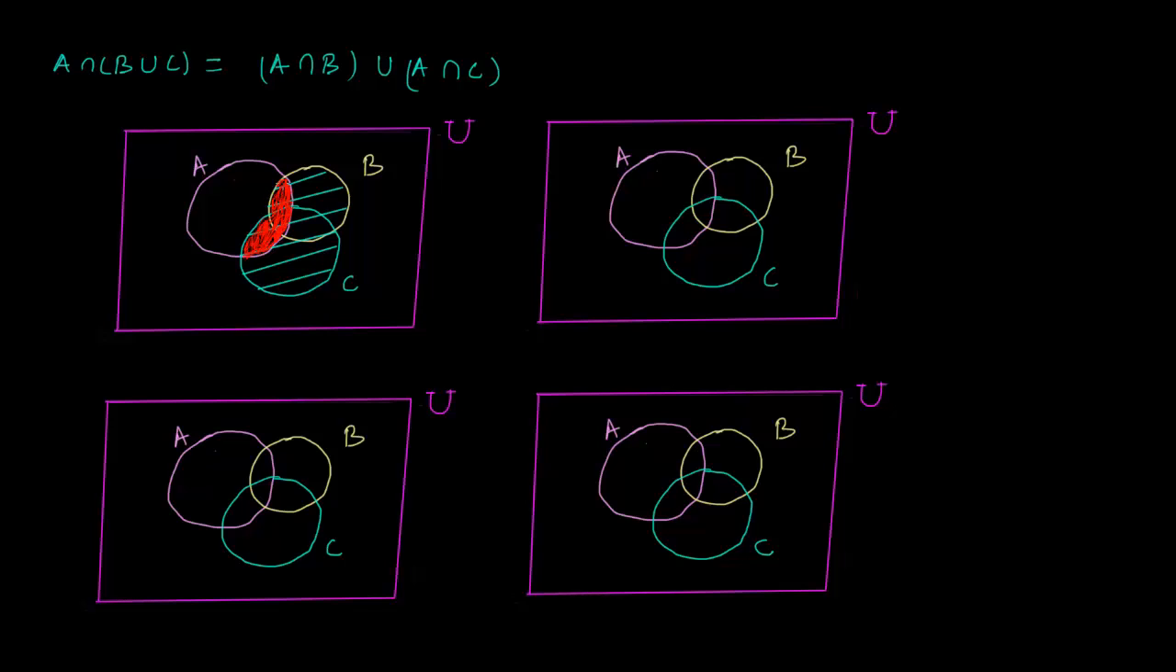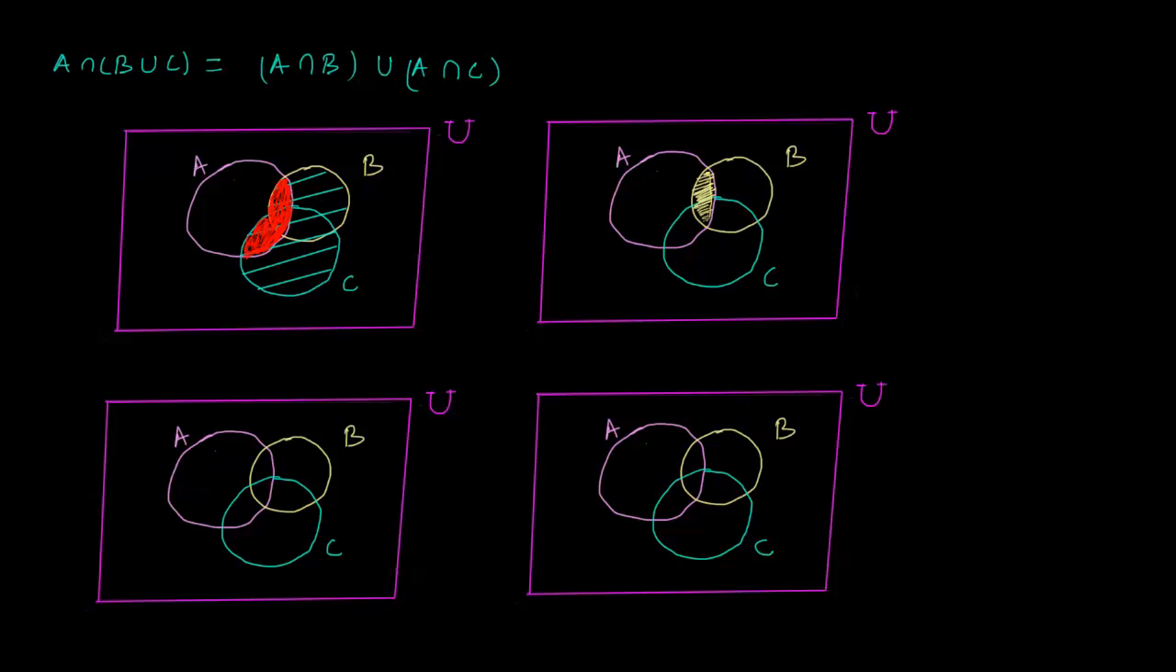This whole red one is what is A intersection B union C. Now let us find out A intersection B here, right? What is A intersection B? A intersection B is this, the yellow one. Correct.